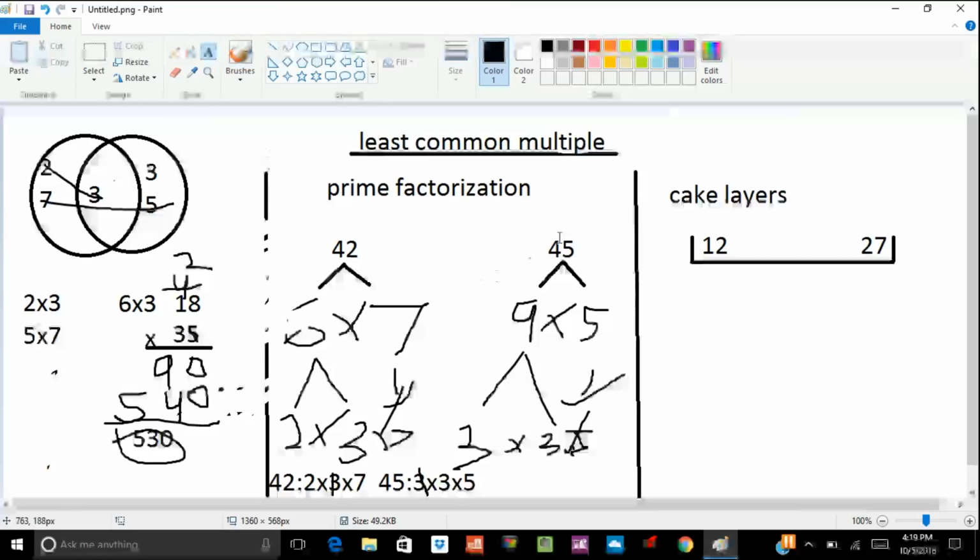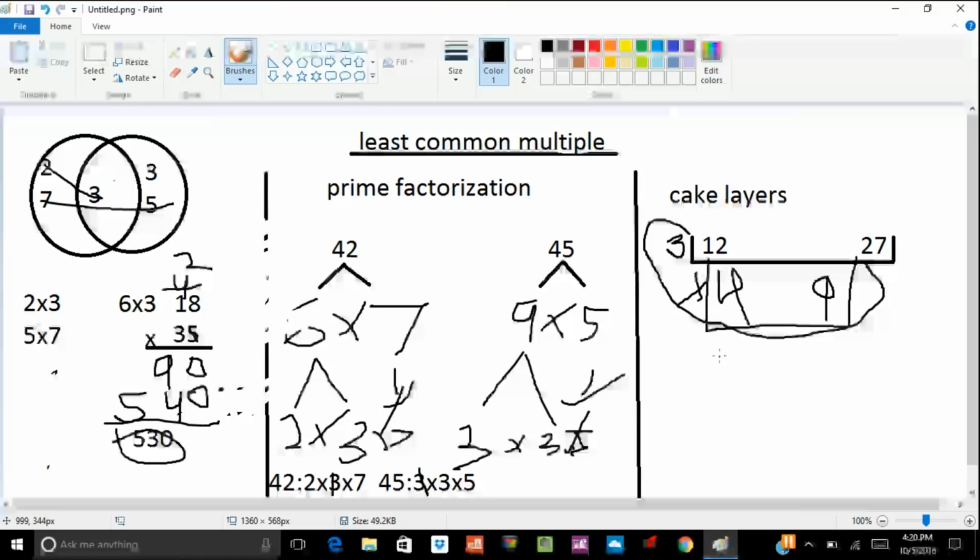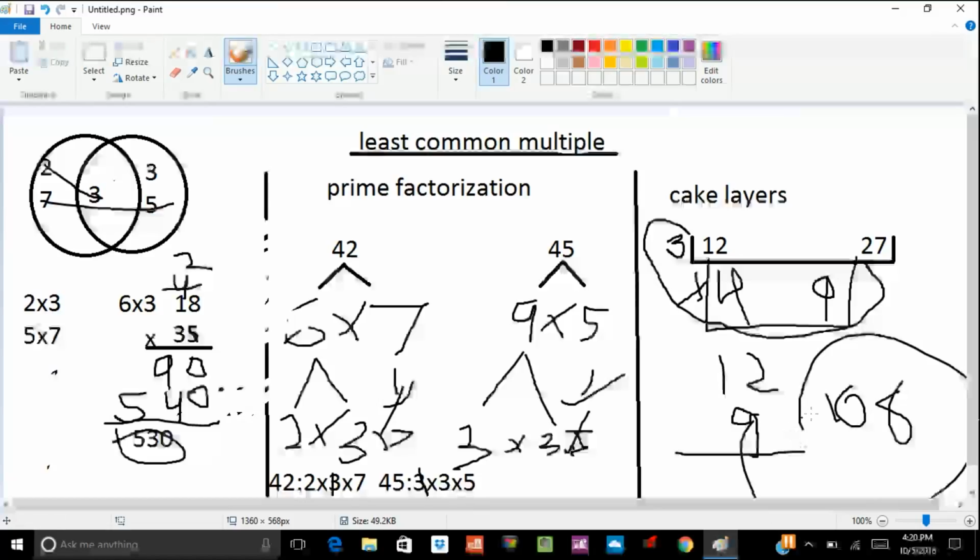Now we're on to the cake layers. This is pretty hard. What divides 12 and 27? 3. So 3, 12, 4, 3, 27, 9. Oh, we cannot divide that, so we'll multiply all this. That equals 12 times 9, which is 108. So our least common multiple is 108.